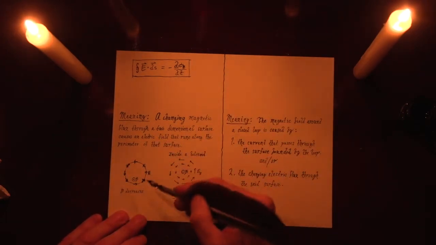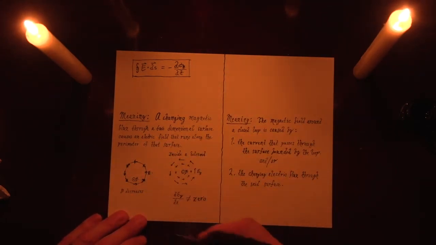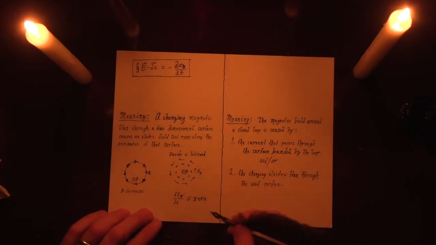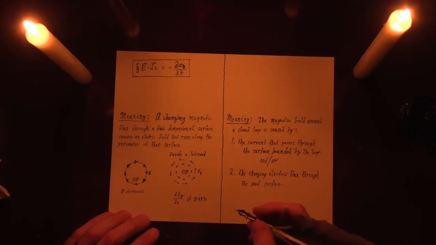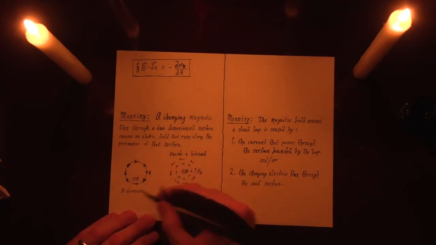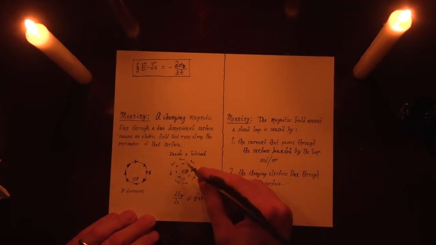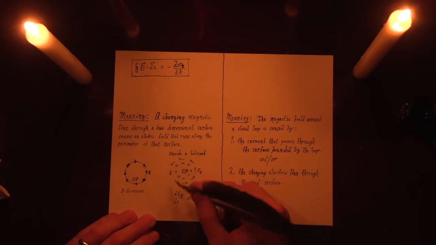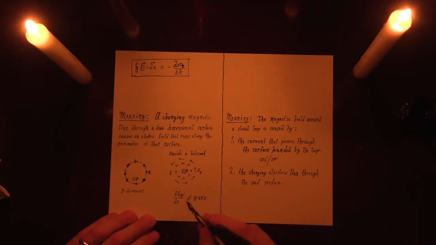So essentially, a changing magnetic field creates an electric field. Inside of a solenoid, of course, we studied that, even without a wire loop, in the space inside of a solenoid, that electric field is formed. I'm getting ahead of myself here.